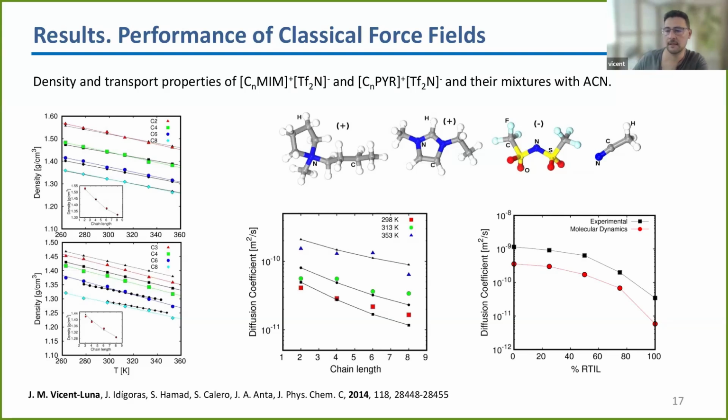So this is a mix between an ionic liquid and a common solvent. This was the first time that I didn't use pure ionic liquids alone, so I also mixed them with common solvents. The main conclusion here, apart from the application, is that I developed a force field which was good for reproducing the density and transport properties of the pyrrolidinium cation with this anion.